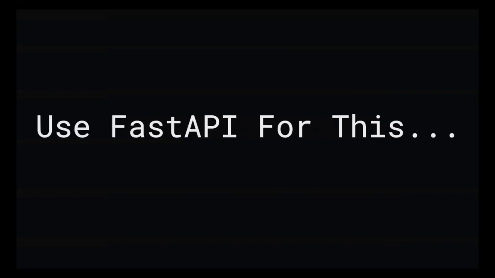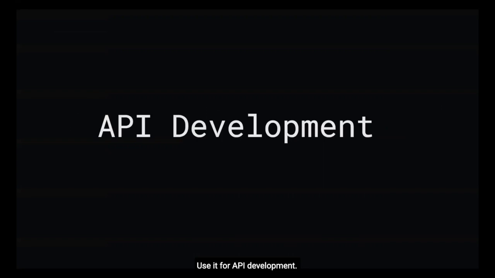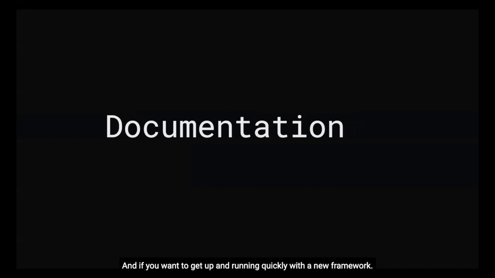Use FastAPI for this. If you want to increase your development speed, time, and performance, I would use FastAPI. Use FastAPI if you want to reduce errors and bugs because of Pydantic and the data validation and type hinting. Use it for API development. In my opinion, I feel like it's going to definitely become the standard in the near future for APIs. And documentation: if you want to get up and running quickly with a new framework, use FastAPI, because for many reasons, but the documentation is amazing. It's probably the best I've ever seen in tech.